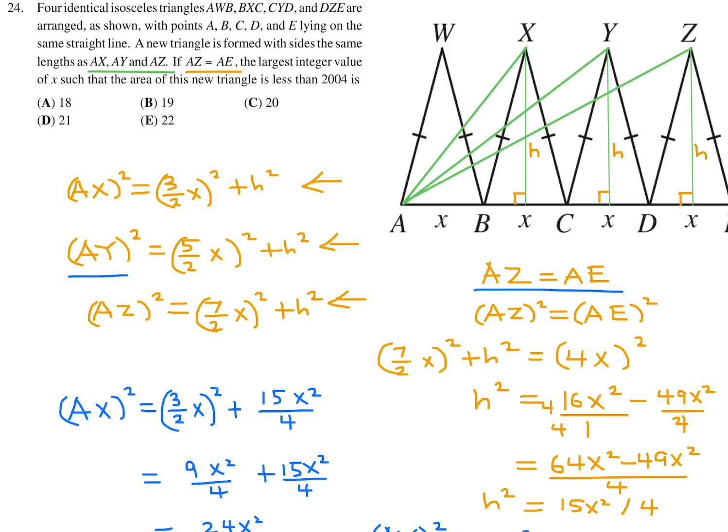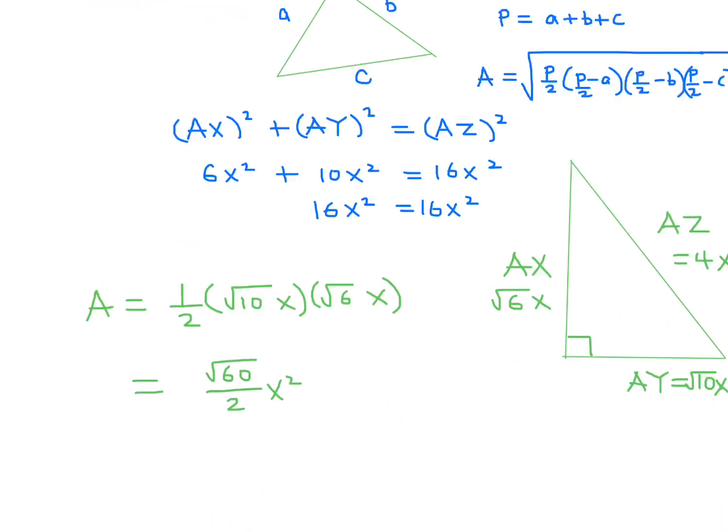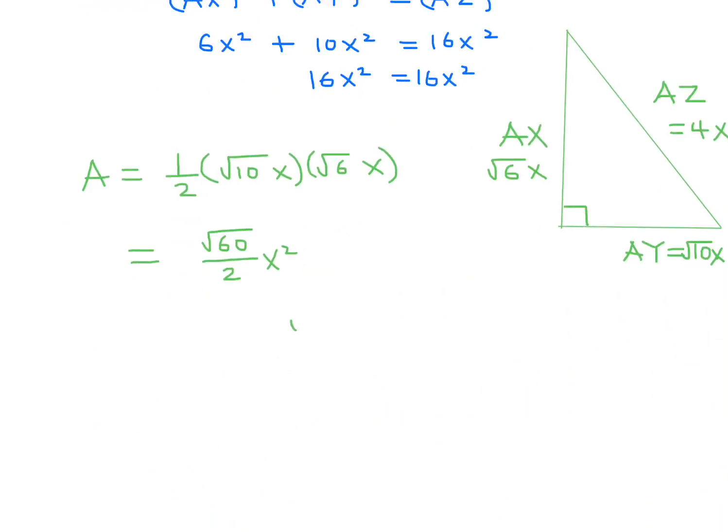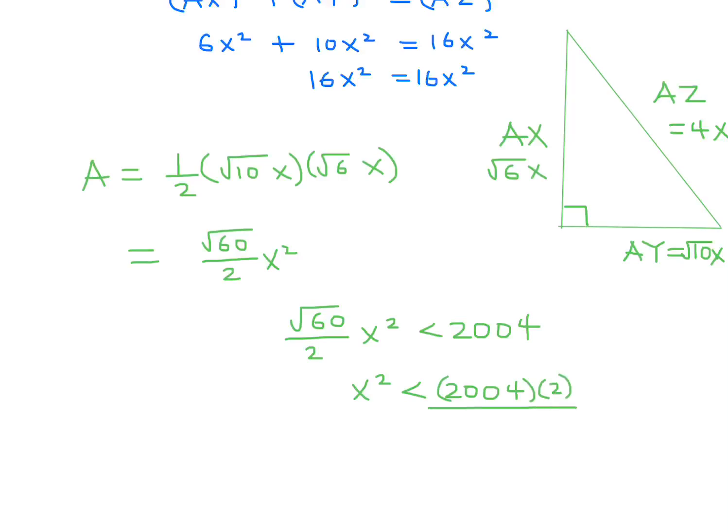The largest integer value of x such that the area of this new triangle is less than 2004. Okay. So they want this area, root 60 over 2 x squared, to be less than 2004, and they want you to solve for x, but they want an integer value for x. Okay, no problem. So that means x squared is less than 2004 times 2 all over root 60, correct?